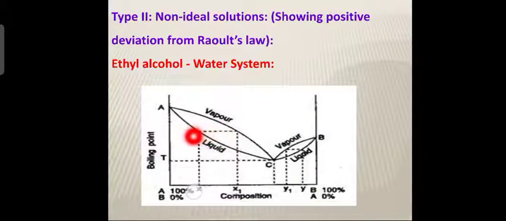Now take the liquid of this composition, for example, corresponding to X. It will boil at this temperature. Actually, it will be corresponding to this point. It will boil at this temperature, and what about the vapor composition? You find out the vapor composition. Vapor composition will be somewhere here, corresponding to point X1.